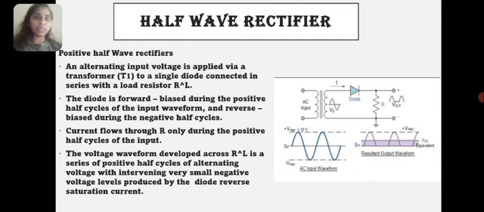An alternating input voltage is applied via a transformer T1 to a single diode connected in series with a load resistor RL. The diode is forward biased during the positive half cycles of the input waveform and reverse biased during the negative half cycles. Current flows through RL only during the positive half cycles of the input. The voltage waveform developed across RL is a series of positive half cycles of alternating voltage with intervening very small negative voltage levels produced by the diode's reverse saturation current.